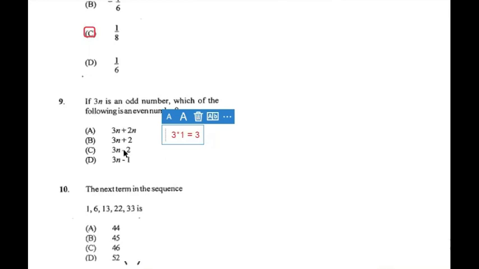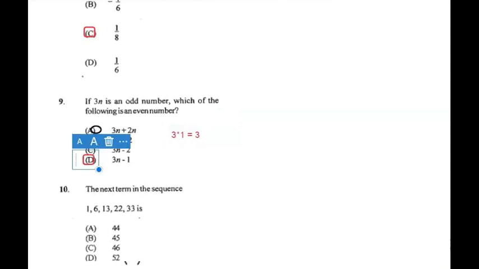So C said 3n minus 2, so it's 3 multiplied by 1 to give us 3 minus 2, and that would leave us with 1. So that would not be our answer. So the only answer remaining is D. So it's 3 multiplied by 1 to give us 3 minus 1, and that leaves us with 2, and 2 is an even number, and that makes 9 D.